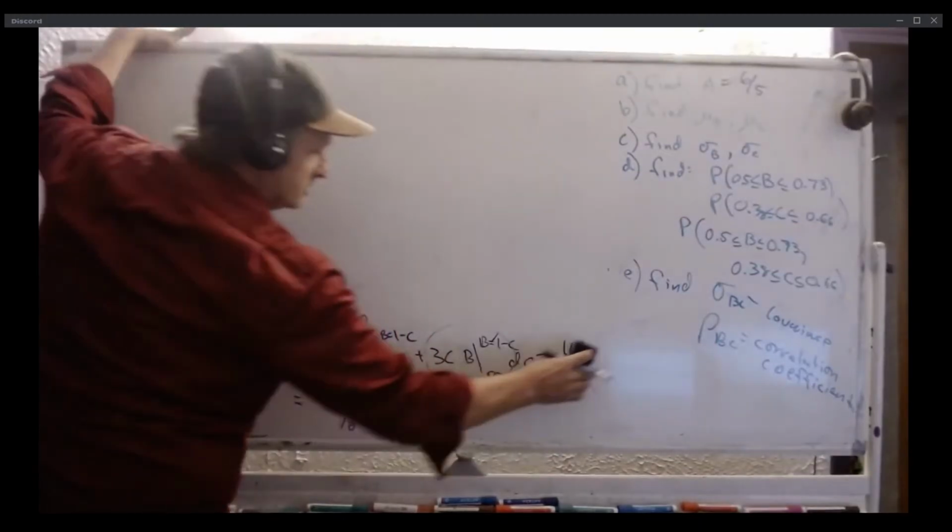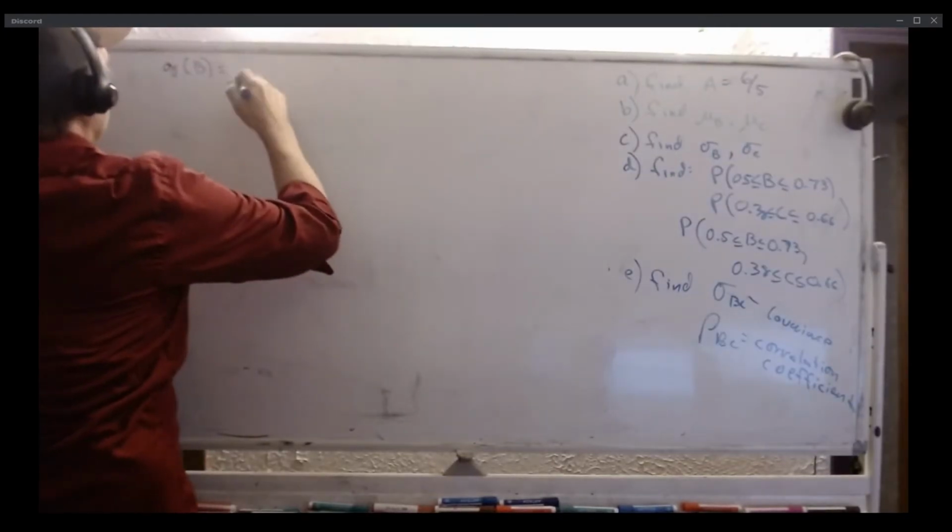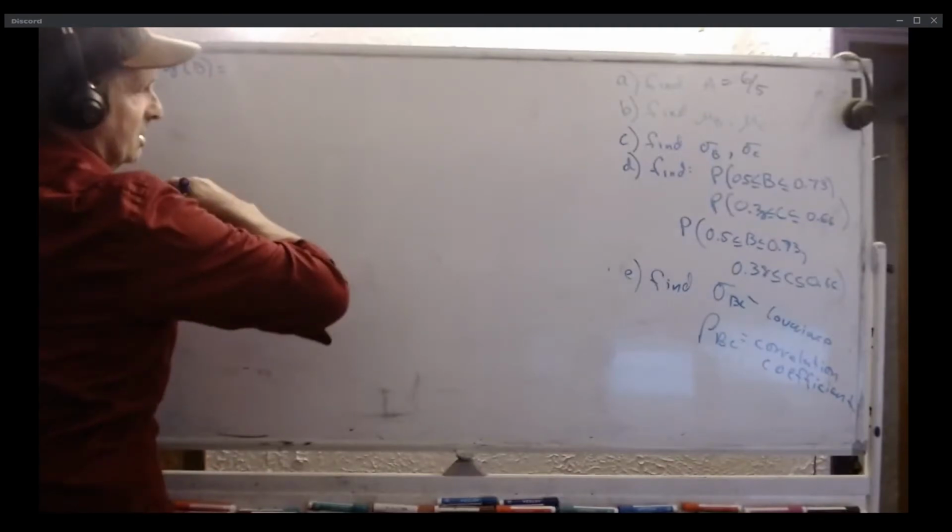You have to integrate. B, right? Yeah. G of b equals, and it doesn't matter what you call the marginal.